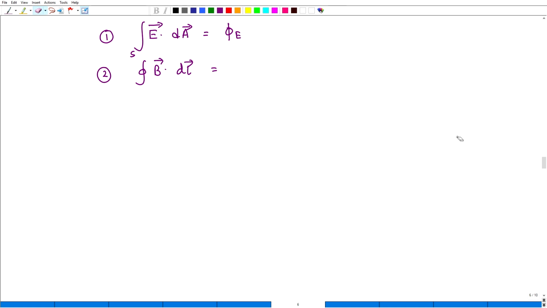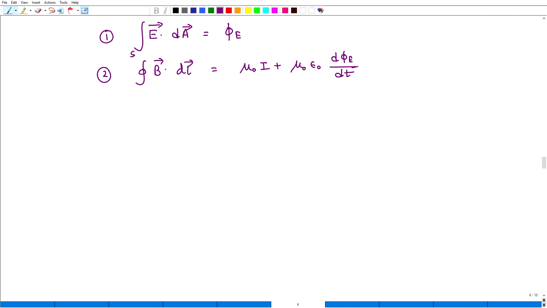Okay, so this is actually the first law of Maxwell. It is not first, second, third. There are four Maxwell equations, not laws. So this is one of the equations. Now, B dot dl, what was the form of B dot dl? It was actually mu naught I plus mu naught epsilon naught d phi e dt.